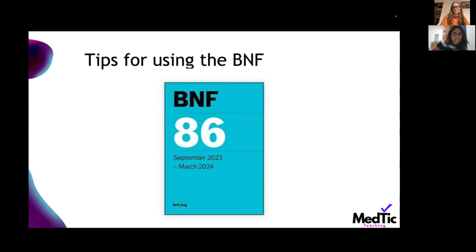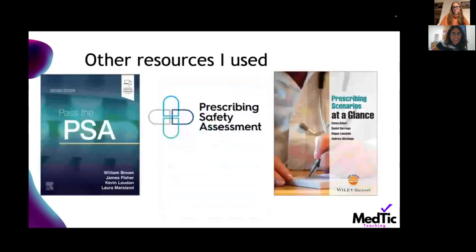And then if we move on to the next slide, I've just put in a couple of resources that I found useful whilst I was doing the PSA. The Pass the PSA book is about £20 on Amazon. I found it really, really helpful. I ran through the past papers in there about 2 to 3 times each.